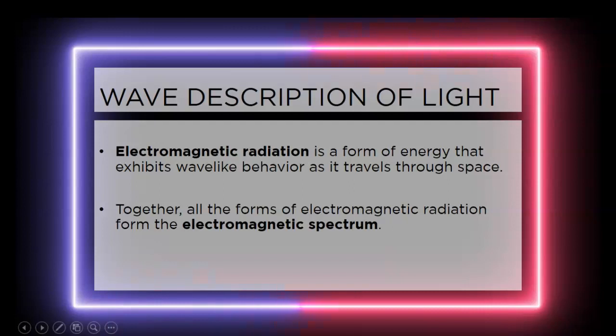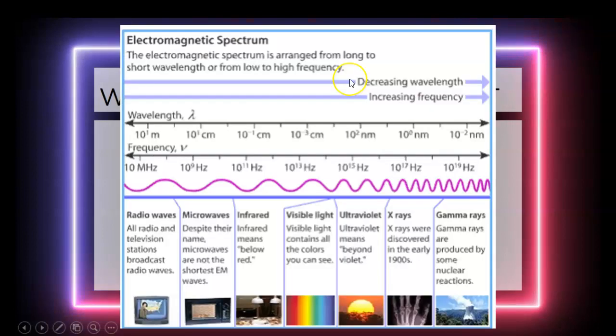So first we have to define light. Electromagnetic radiation sounds like a fancy word, but it just means light. And light is any energy that travels through space. It exhibits wave-like behavior. And there's all sorts of forms of light, not just the light we can see. There are other types of light that we'll talk about here in a second. But all these forms of light are on the electromagnetic spectrum, which looks like this.